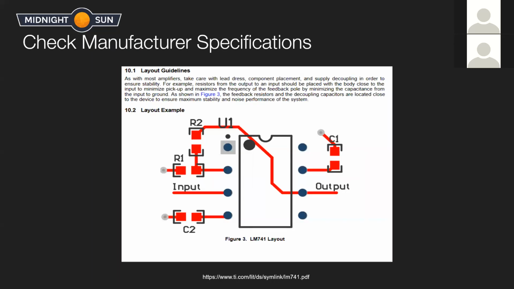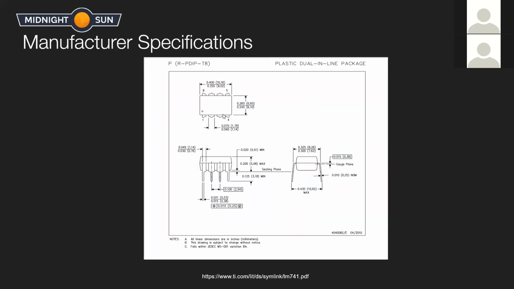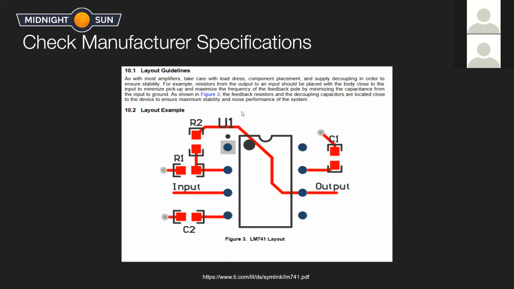The first thing about layout is to take a look at the manufacturer specifications for whatever you have. Again, this is straight from the LM741 documentation, the same place we found their footprint information, but it gives you an example of layout. It also helps you come up with ways to route components. So if you have all these components you need to route, it gives you an idea of some ways you could do it. You go like this under here. So that's definitely one thing to take a look at.